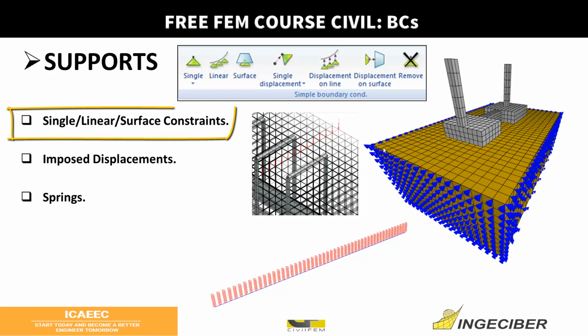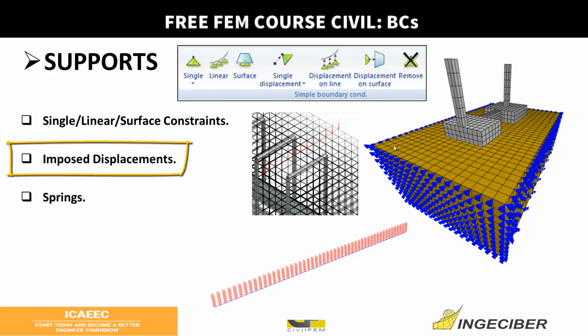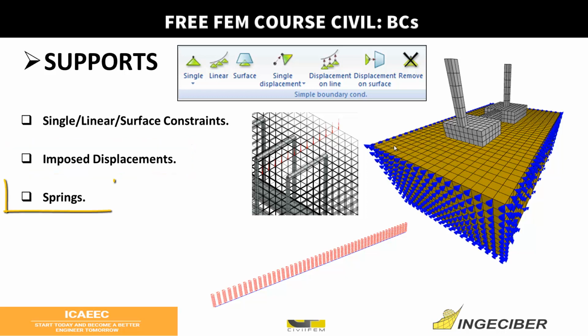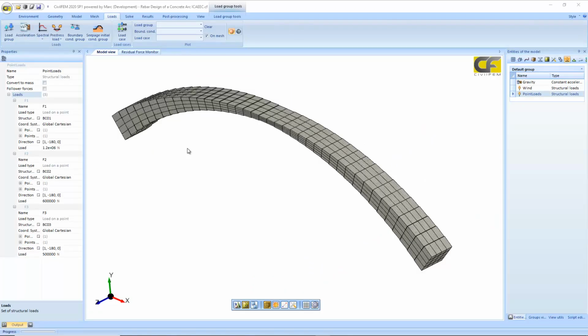You can add single, linear, or surface constraints for displacements and rotations, depending always on the number of degrees of freedom of each structural element, and as well impose displacement. You can enforce displacement on nodes, lines, and surfaces, and if you want to consider an elastic foundation, you can use springs. We open the software, and this is an example that is already available in the work examples section.